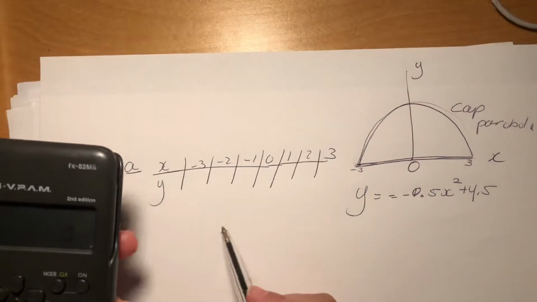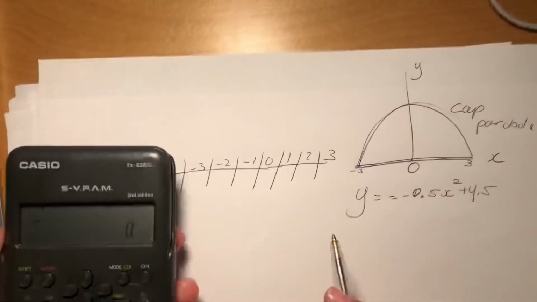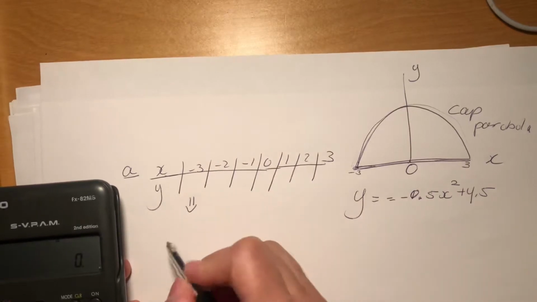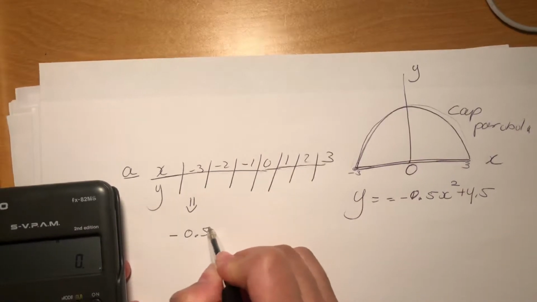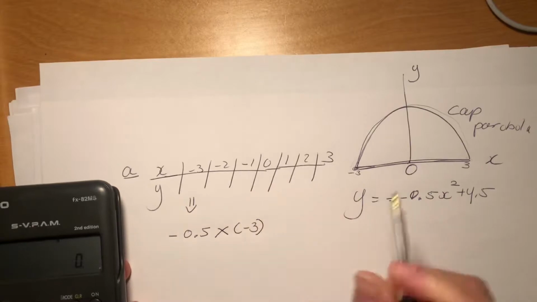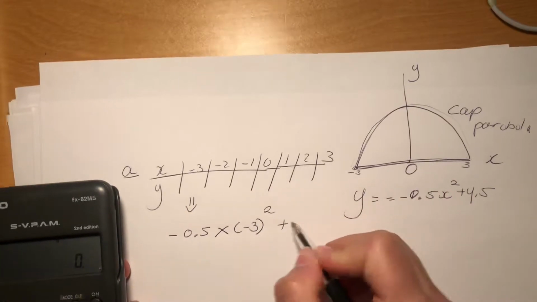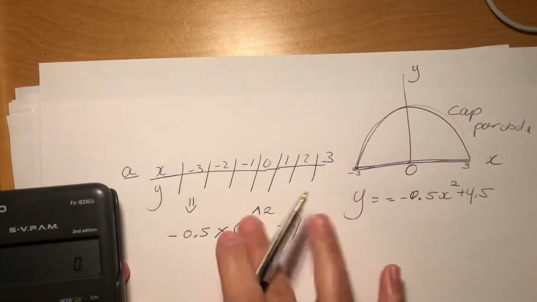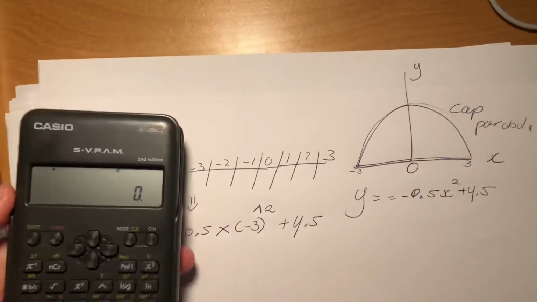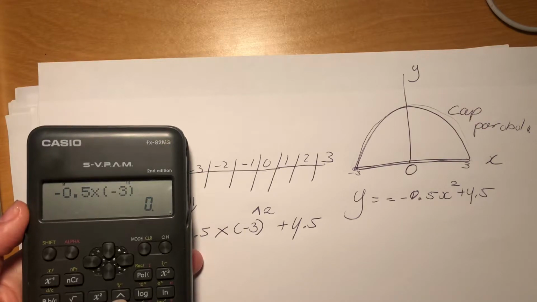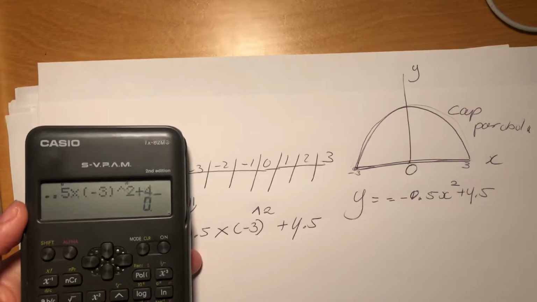Grab the calculator. You don't need to show intermediate steps because you have a table. How do you type it into your calculator? For example, if you want to fill in the negative 3, you type in minus 0.5 times, and now negative 3 within brackets, that goes to the power of 2 plus 4.5. To the power of 2 is this icon. This is not what you show me, of course, but this is what you type. I'll show you. Minus 0.5 times opening bracket minus 3 closing bracket to the power of 2 plus 4.5.